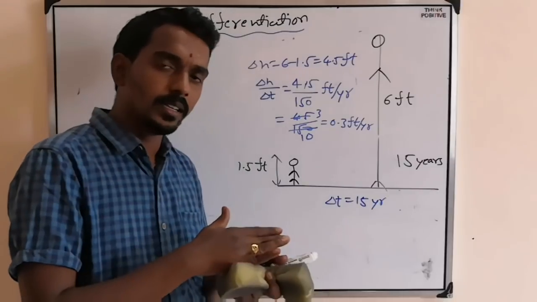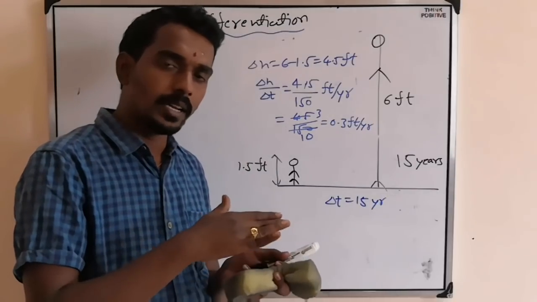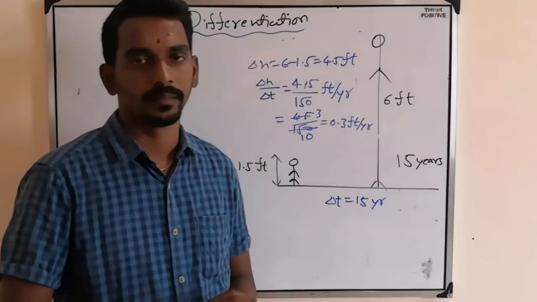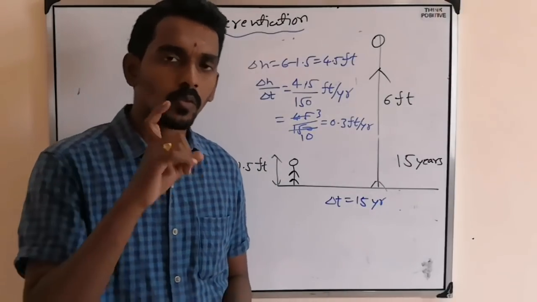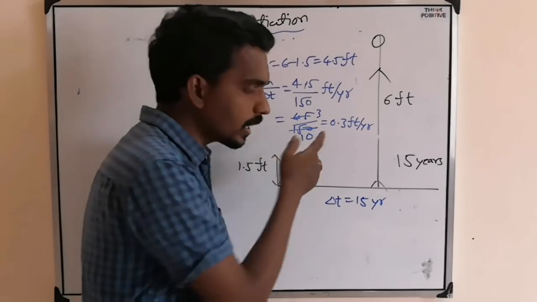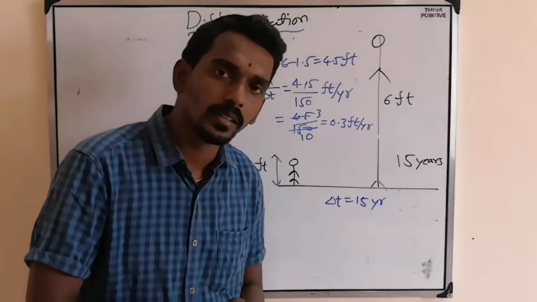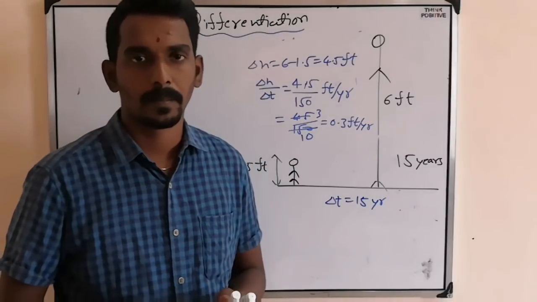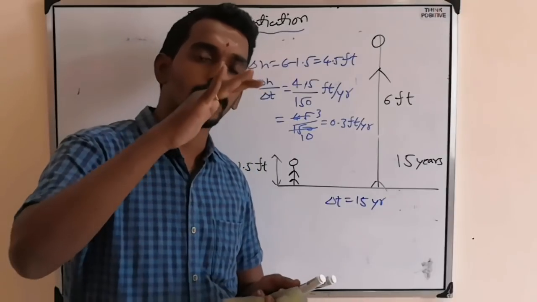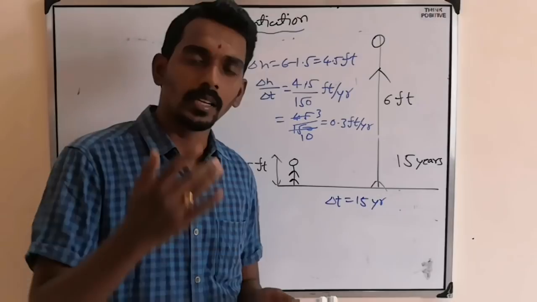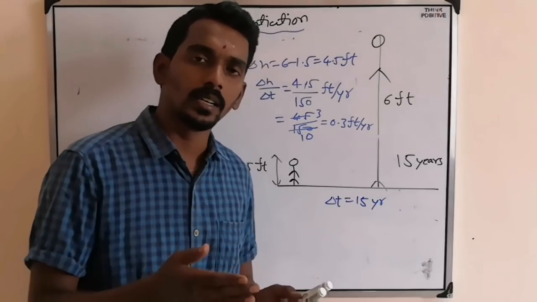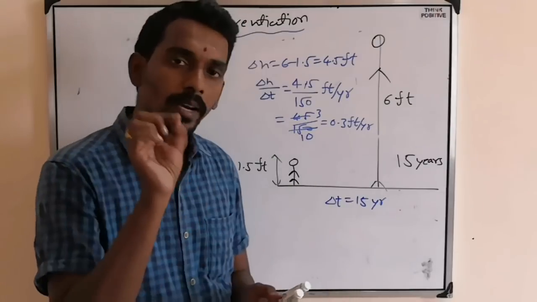So your height averagely increased 0.3 foot in 1 year. Now the question is, is it true that every year your height increased by 0.3? No. In 1 year, your height might have increased by 0.5 foot. In another year, it might be 0.8. In another year, it might be only 0.1.